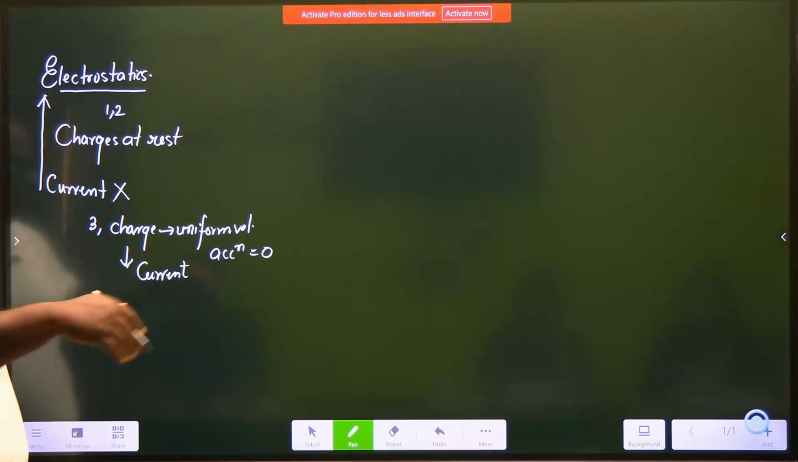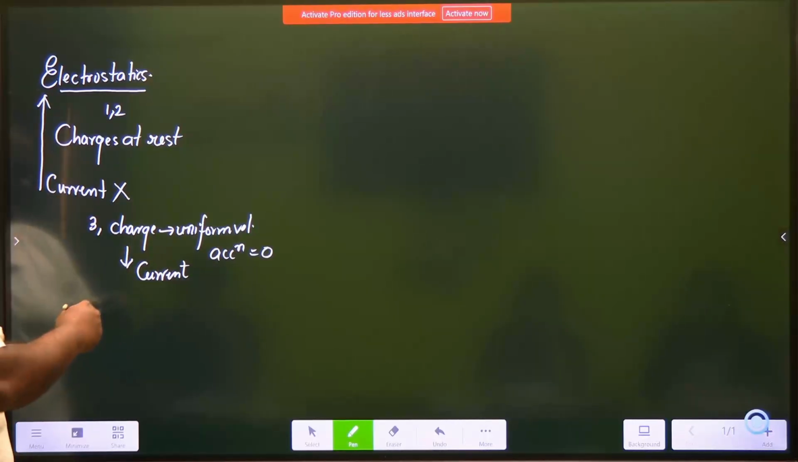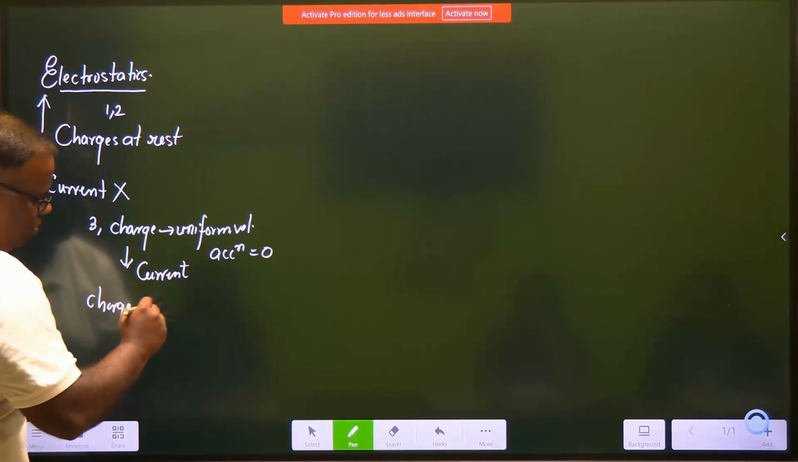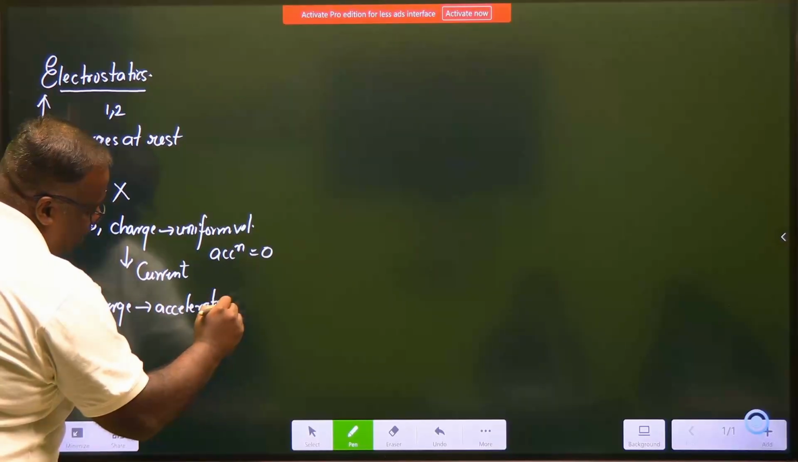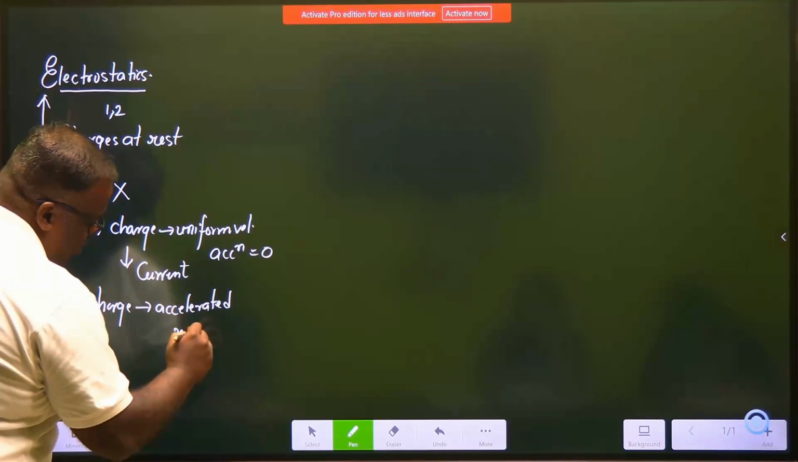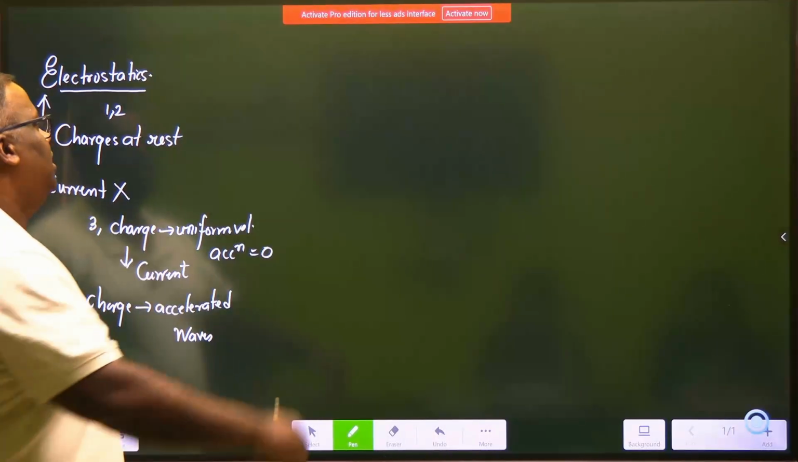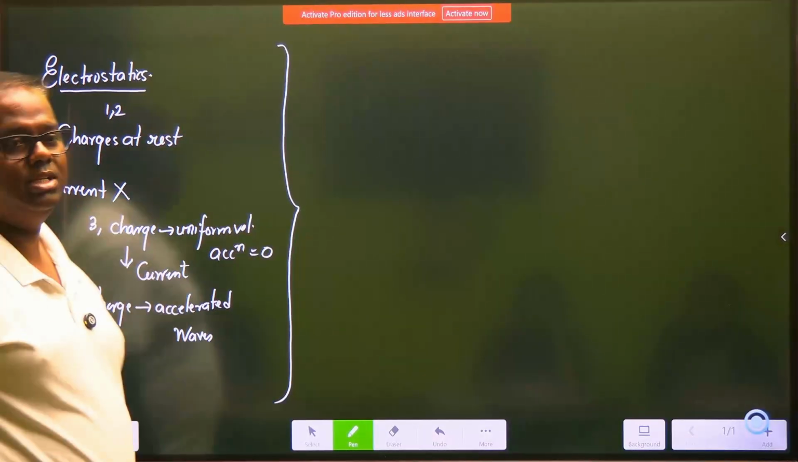And then when you go to the last chapter of this book or the first chapter of the next book, at that time the same charge will actually be accelerated. That's what you do in a microwave oven. So you will get what are known as waves. So this is how you study. Our study in these first two chapters will be all about charges at rest.